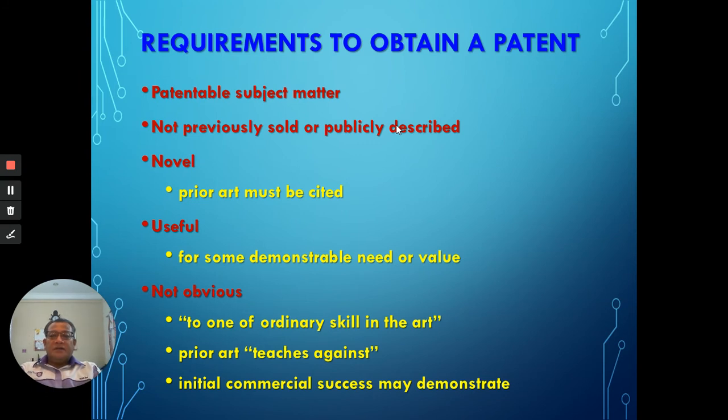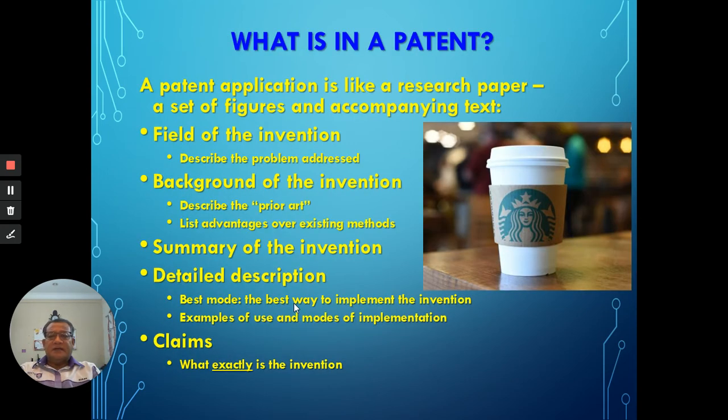So, the requirement to obtain a patent. In order to patent or not to patent is a very subjective matter. So it is you who must justify to the patent office that your invention or your product is novel, useful, or not obvious but useful. So it is you who files the patent application to get your patent granted.